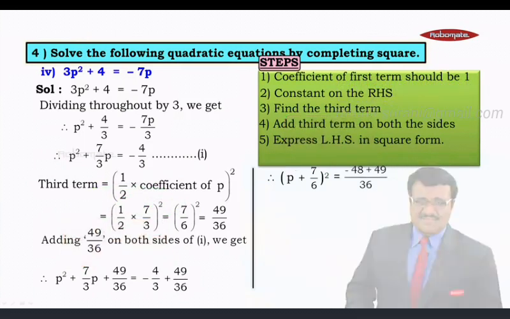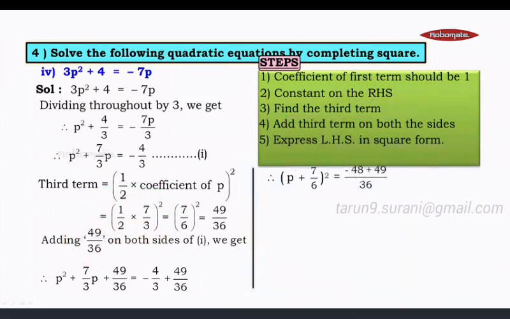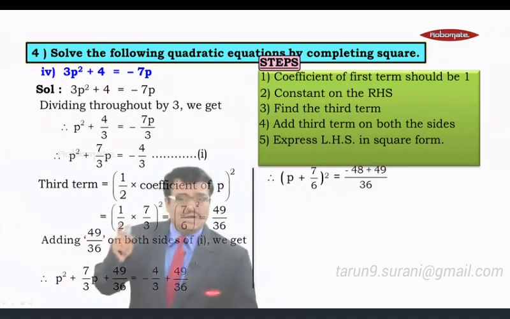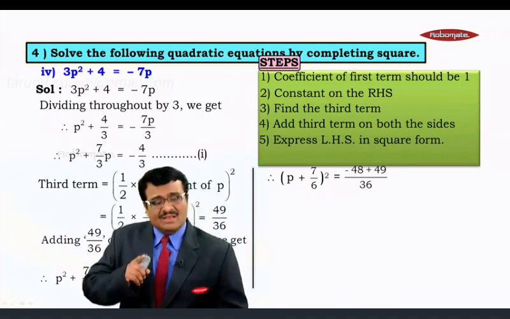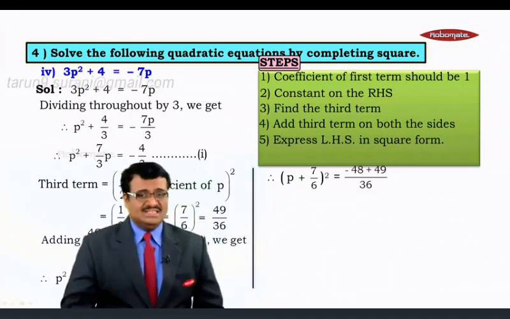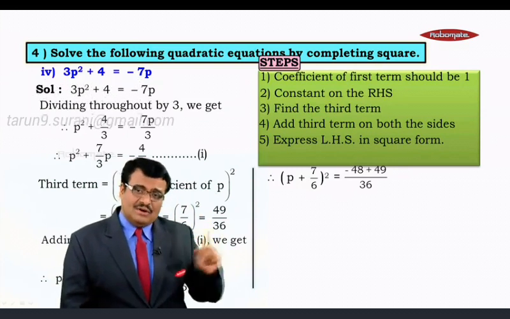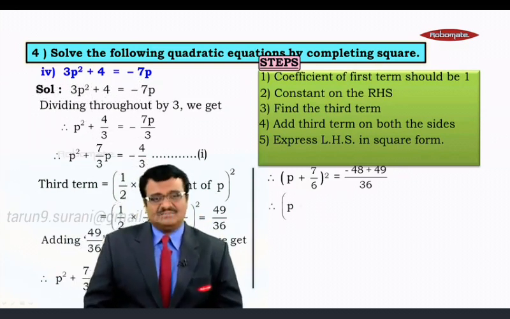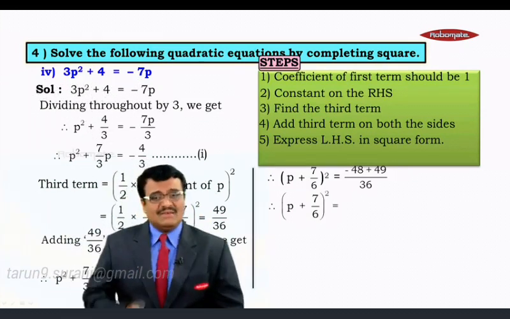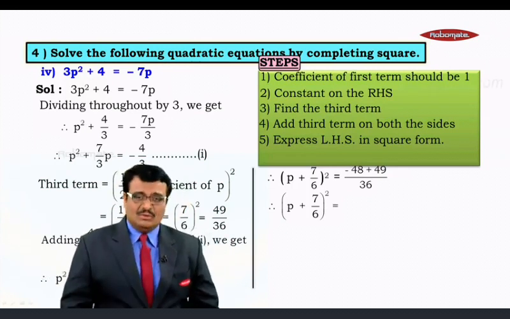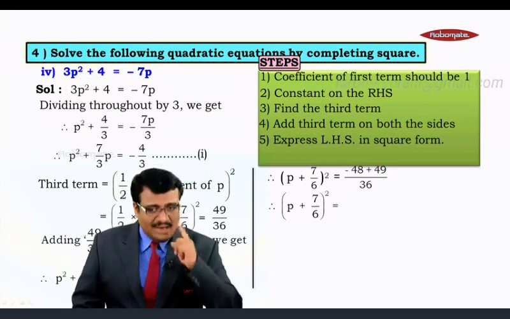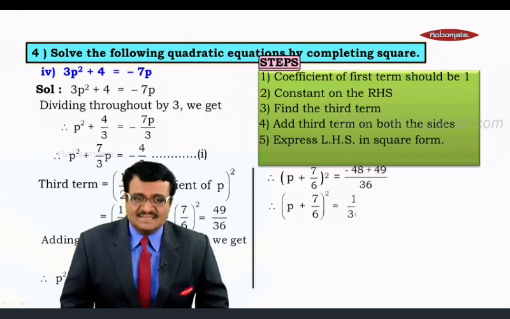Now we are taking the LCM. 4 upon 3, we are multiplying up and down by 12. So minus 4 into 12 becomes minus 48 upon 36, plus 49 upon 36 becomes minus 48 plus 49 the whole upon 36. So what we get is p plus 7 upon 6 the whole square is equal to minus 48 plus 49, which is 1 upon 36.